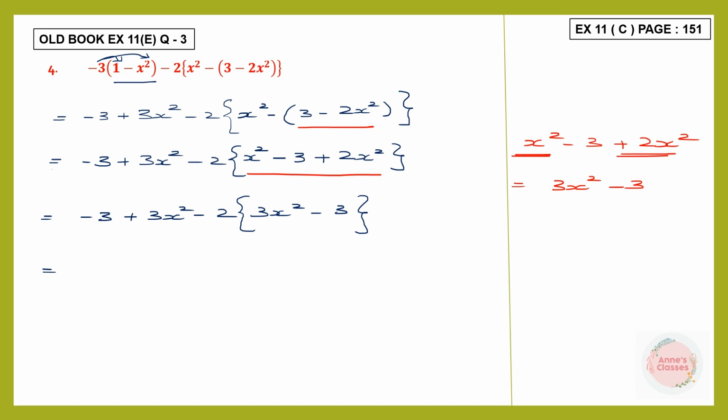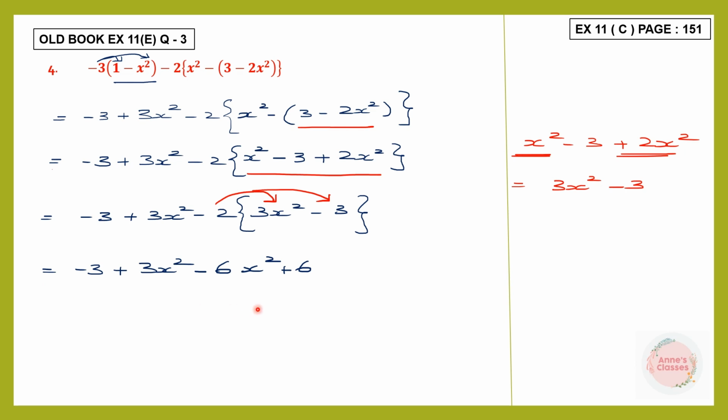So this will be minus 3 plus 3x square. Then we do minus 2 into 3x square first. So the sign is minus, 2 3s are 6, 6x square. Now we multiply minus 2 into minus 3. Minus into minus is plus, 2 3s are 6. Now you can remove the brackets.